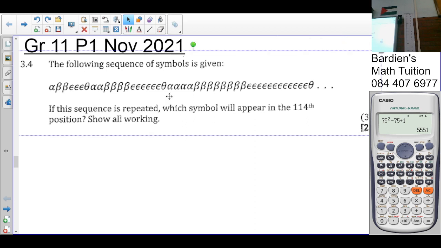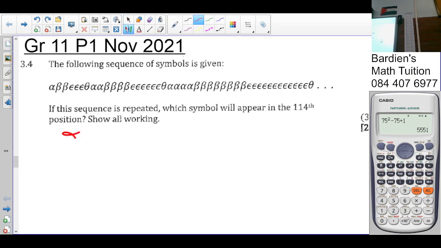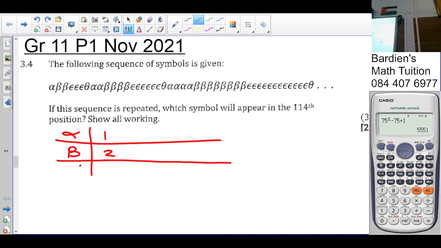Question 3.4, we are told the following sequence of symbols is given. We got 1 alpha, 2 betas, 3 epsilon signs. And then we start again.